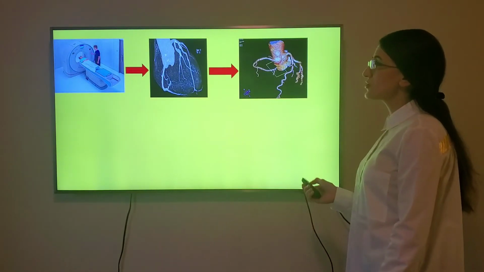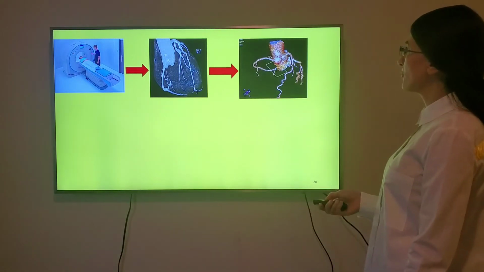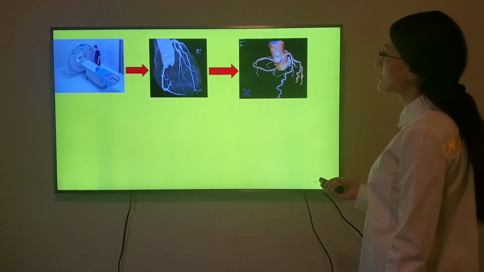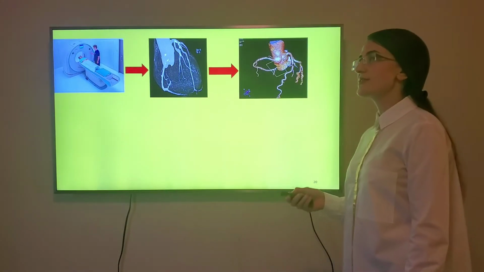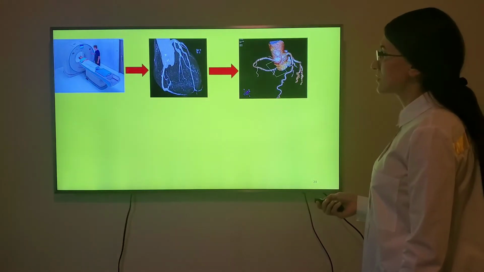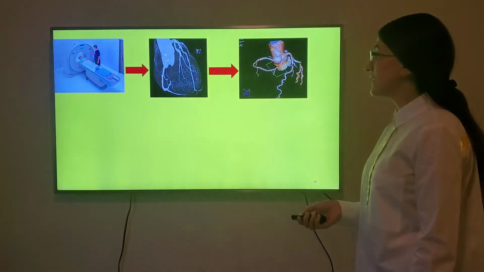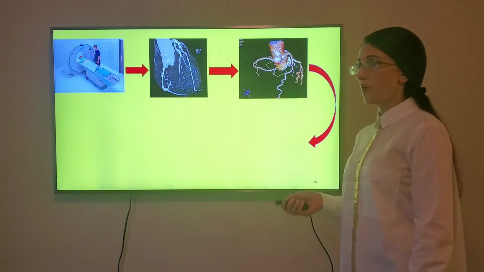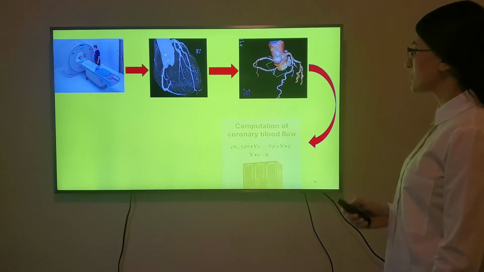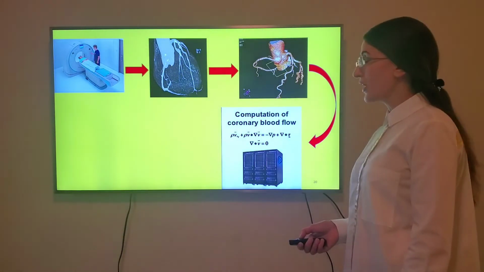These images are only anatomical images of the coronary artery because they just show you the coronary arteries and where the obstruction is. It doesn't give you any information about physiology. It doesn't give you how this obstruction affects the blood flow, what's going on with blood flow. The next step is that they send these images to the specialists. What the specialists do is add computational fluid dynamics on these images.